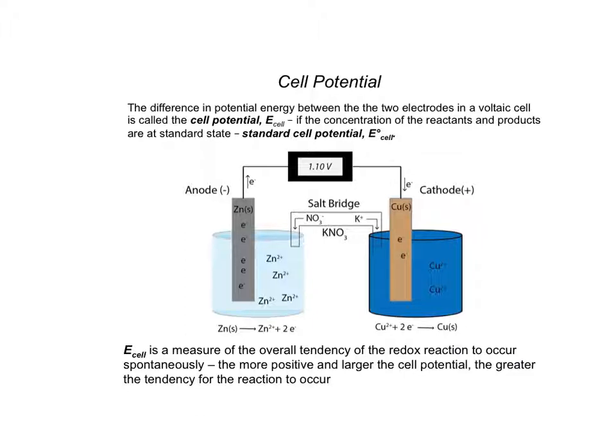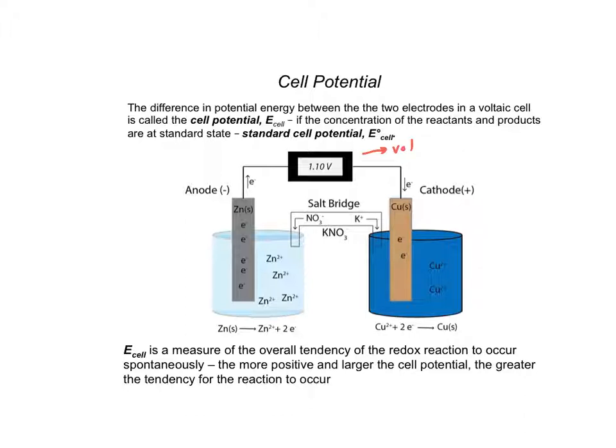In our electrochemical cell, we again have our two separate half reactions. We have our two separate half cells. We have our oxidation half cell, which is where the anode is. We have our reduction half cell, which is where the cathode is. We will measure this difference in potential between these two separate half reactions via something called a voltmeter.